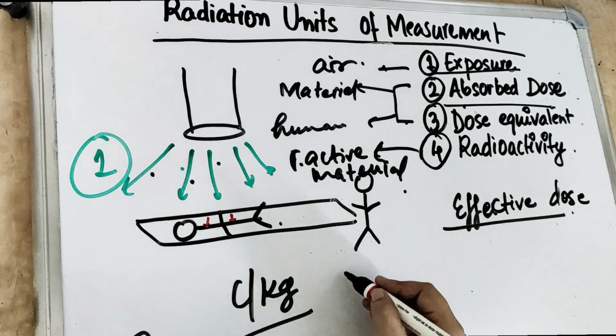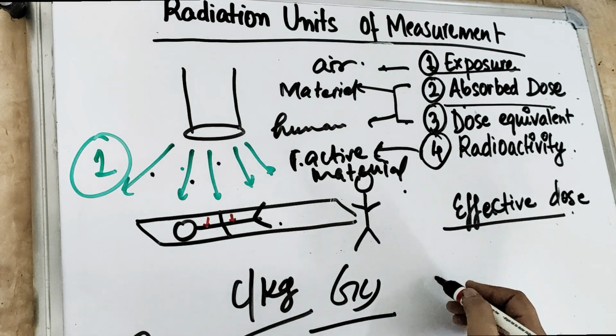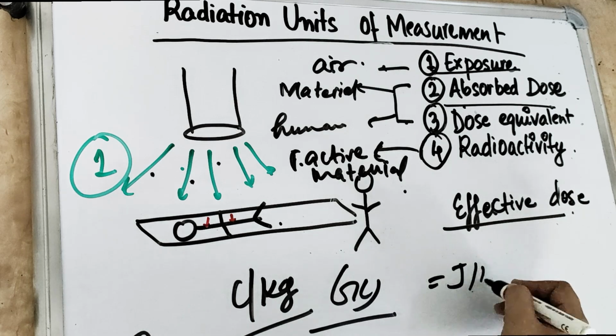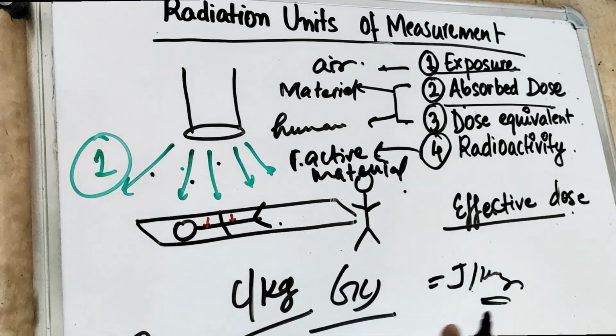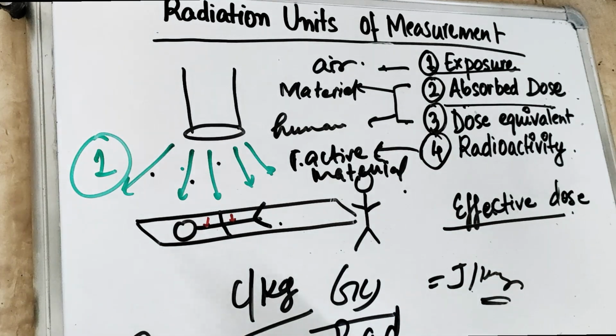We measure it in the SI unit, the gray, and gray is equal to joules per kg. The traditional unit is rad. So rad is the radiation absorbed dose. As the name suggests, absorbed dose, you just have to write radiation absorbed dose. This will be the traditional unit.